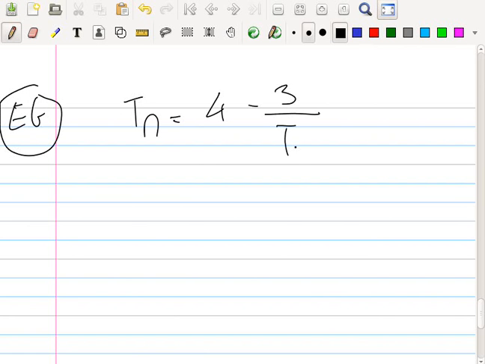Now, next example. It doesn't use this formula. Let's have a look here. Tn equals 4 minus 3 over Tn minus 1. And I tell you T1 equals 2.